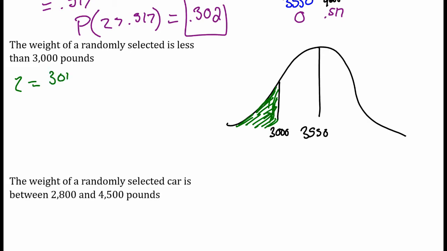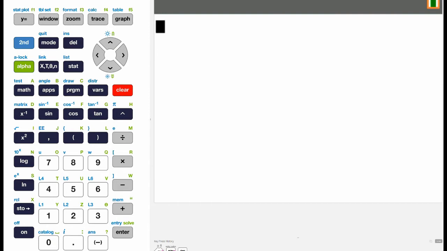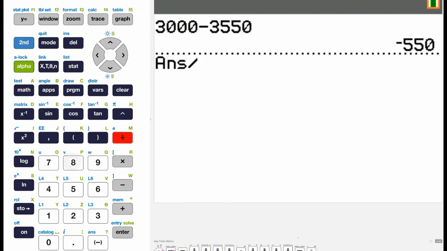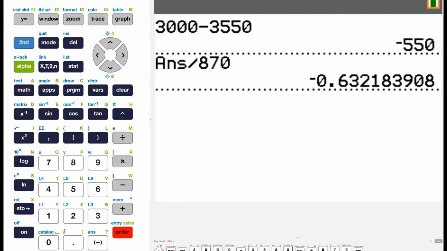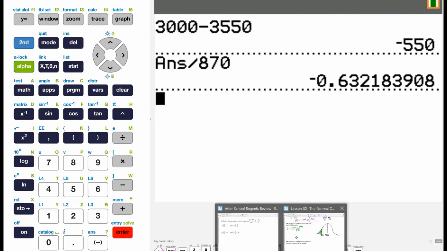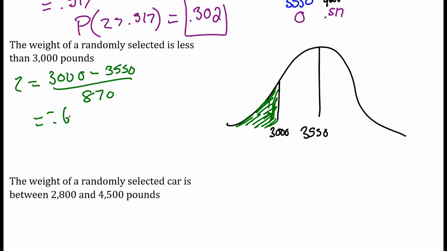Well, so it's value minus 3,550. How far away am I from the mean? Divided by the standard deviation. So I'm going to go to my calculator and do 3,000 minus the mean divided by my standard deviation. And I got a negative z-score as I expected because I'm below the mean. I'm about 0.6 standard deviations below the mean. That's what that negative means. So 0.632-ish. So z equals negative 0.632. So what's the probability that z is less than that? Less than negative 0.632.